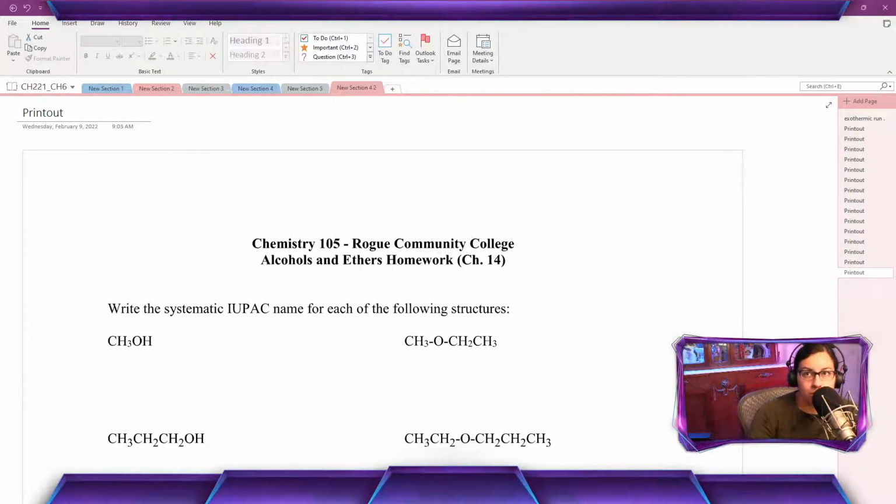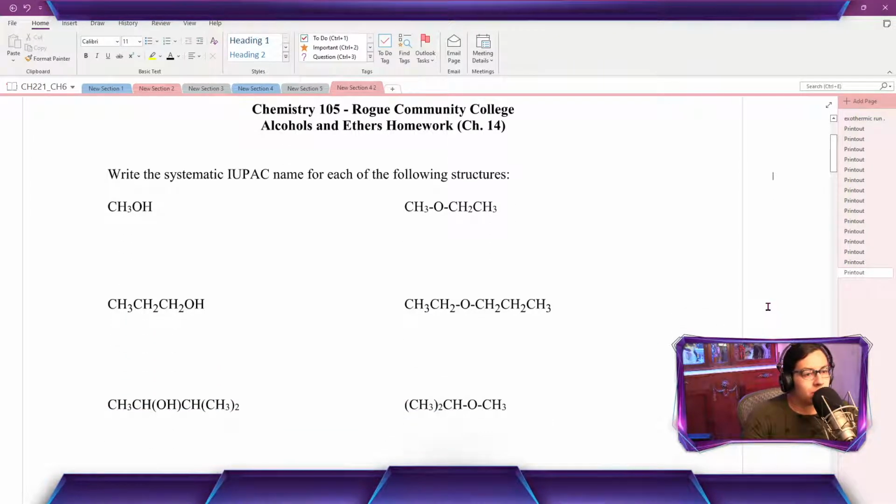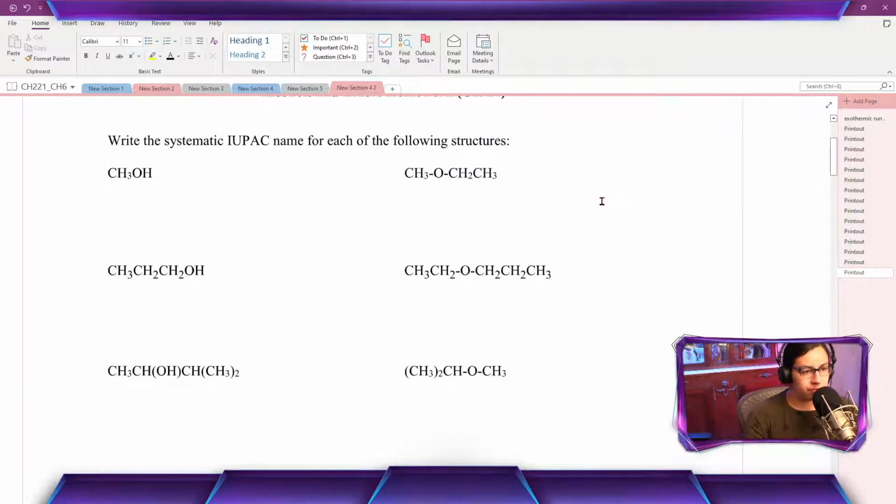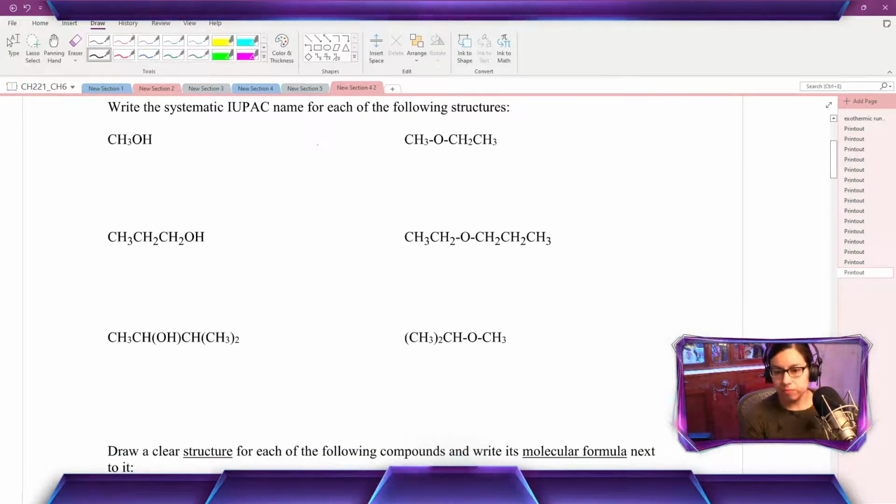So I wanted to go over the homework today, but I'm also just taking any other questions that you have, anything in the chapter that is ambiguous. So let's start with a couple of these examples. Write the IUPAC name for each of the following structures. Let's do the first one.